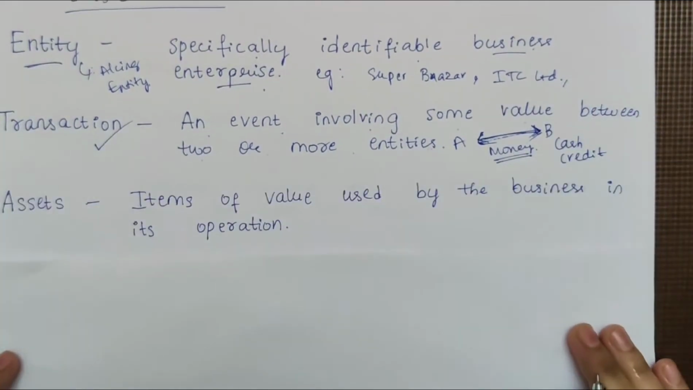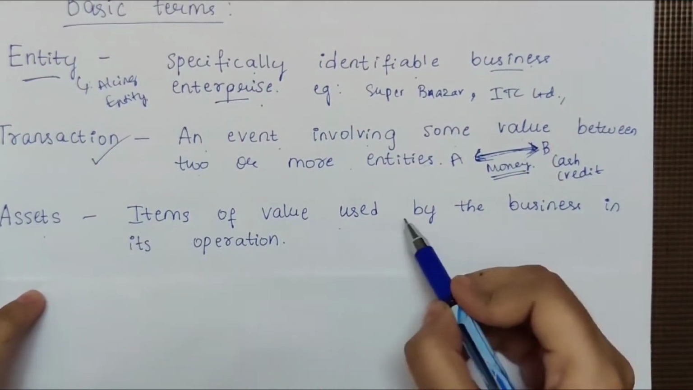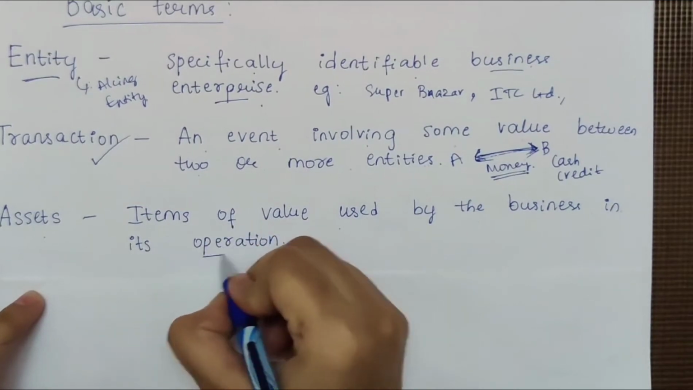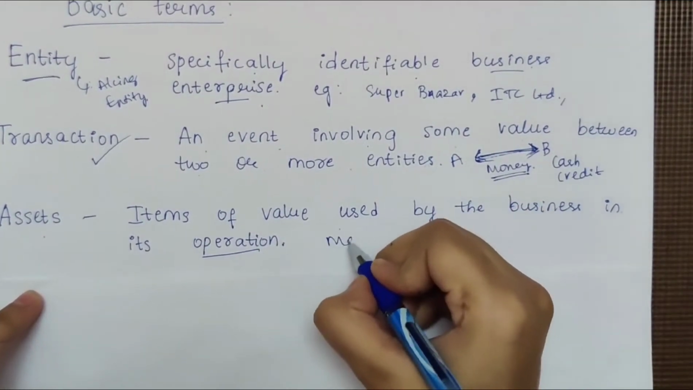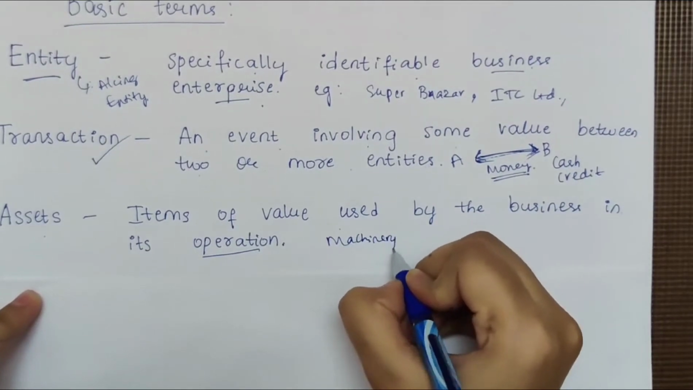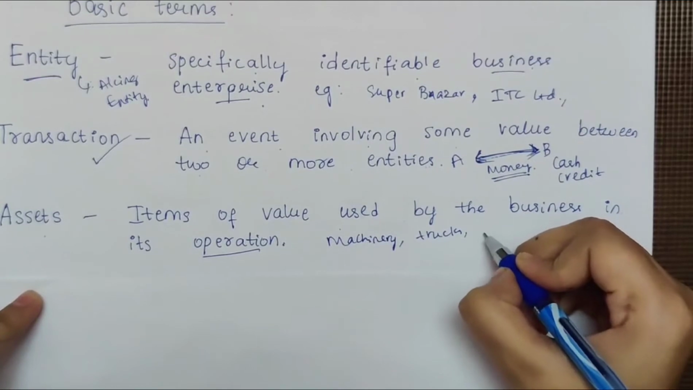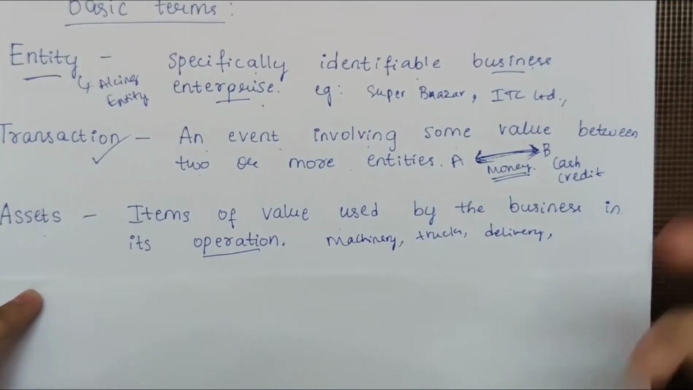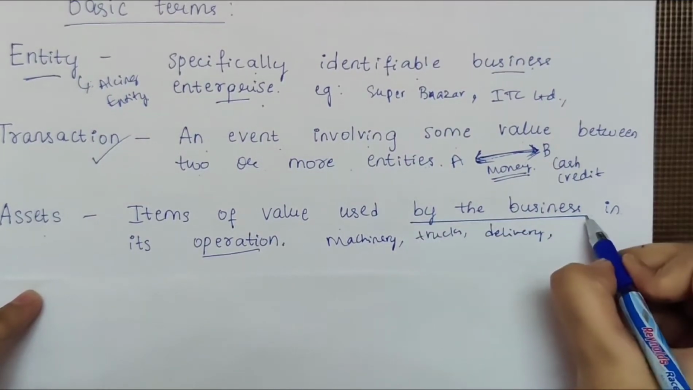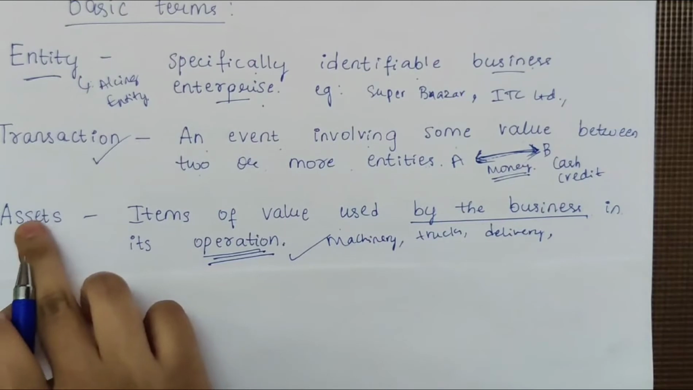So the next one is assets. Assets means items of value used by the business in its production. So which are the items that will be used in the production? For example, machinery, trucks and delivery boys. So the items that will be used by the business for their operation, for going on with the business, that is called an asset.